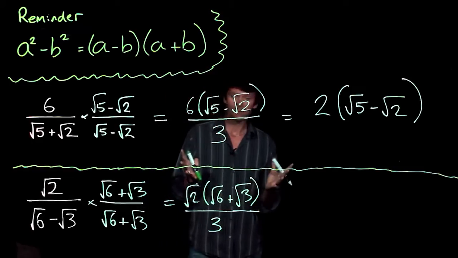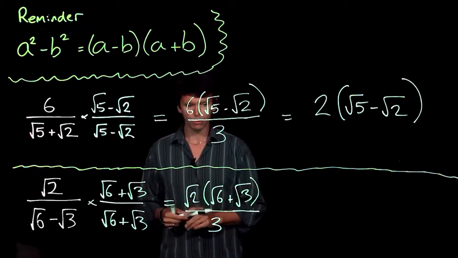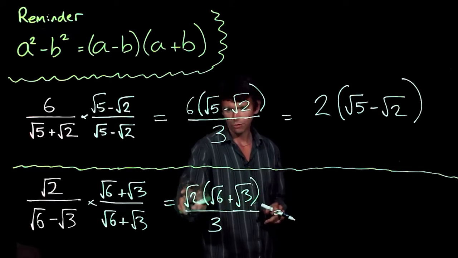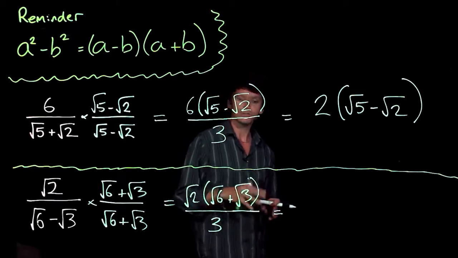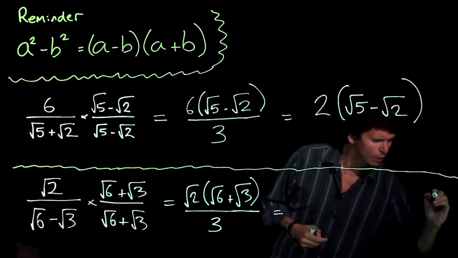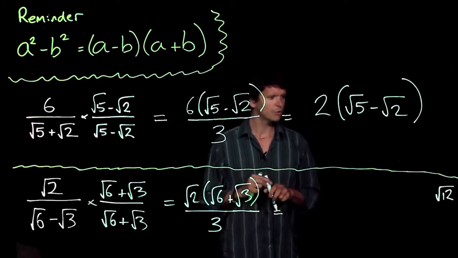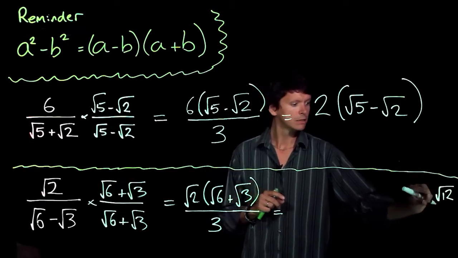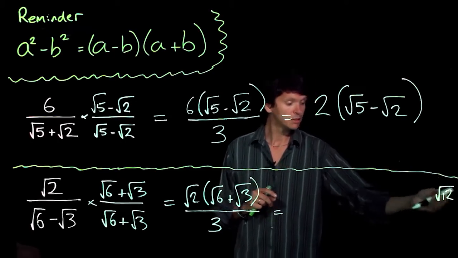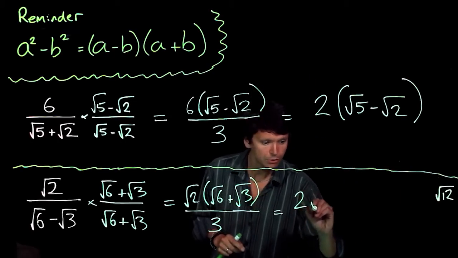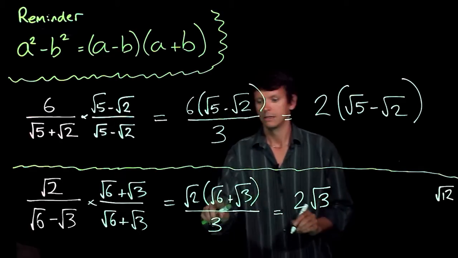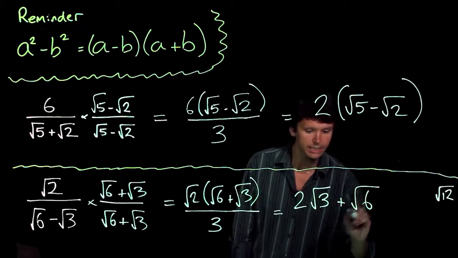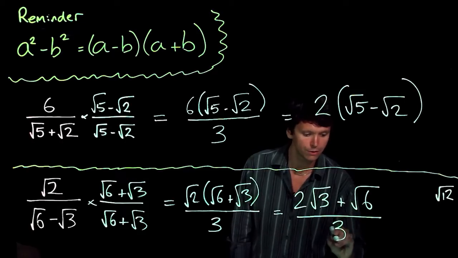We could leave it like that, but actually we could tidy this up a little bit more as well. Say, okay, if we multiply through our bracket, root 2 times root 6, well, that's root 12. We looked in a previous video at simplifying surds. Root 12, we know that that is root 4 times root 3, so 2 root 3. So we've got there 2 times the square root of 3. And our second part is root 2 times root 3, which we know is root 6, all over 3.